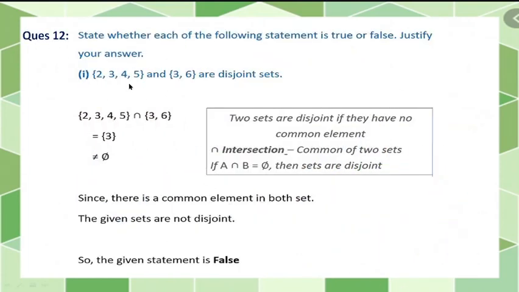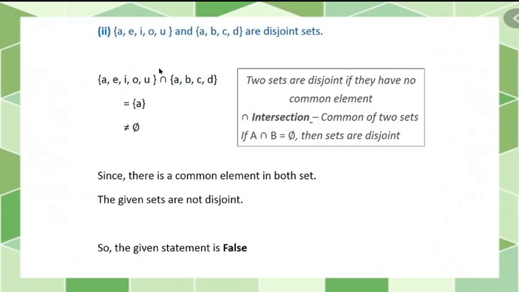Question number 12. We have to check whether the given statements are true or false and then we have to give the reason for that. So first set is 3, 4, 5, 6. Another set is 3 and 6. Do we have any common element? Yes, we have. So whenever the intersection is not empty, it means they are not disjoint. But they are saying given sets are disjoint. So it means the given statement is false.